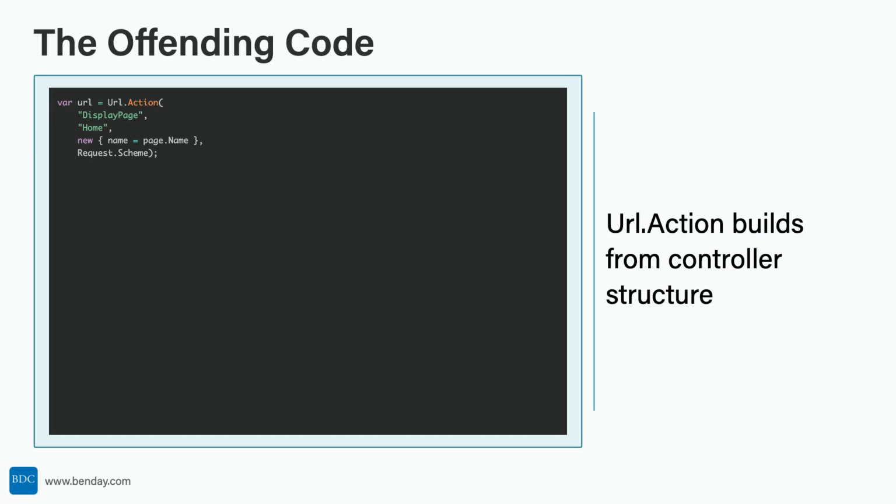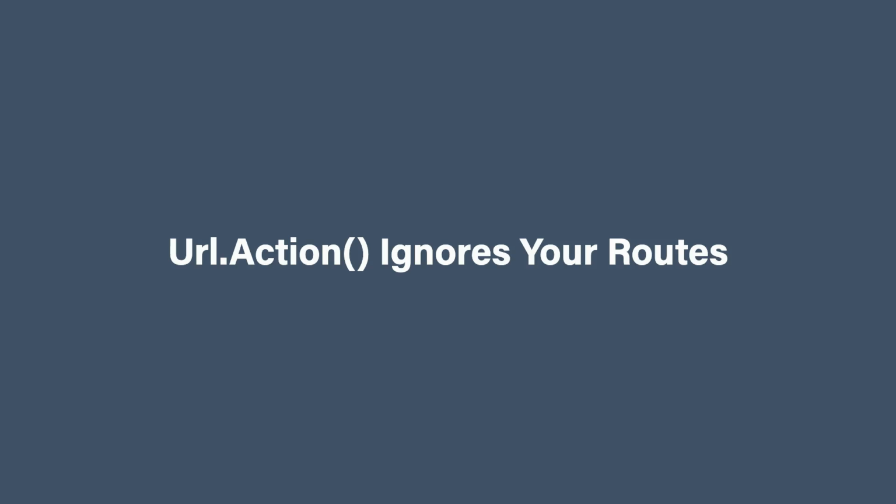Url.Action, it takes the action name, the controller name, route values, and the scheme. Looks reasonable, right? But here's the thing. Url.Action builds the URL based on your controller and action structure. It doesn't care about your custom routes. This is the key insight.